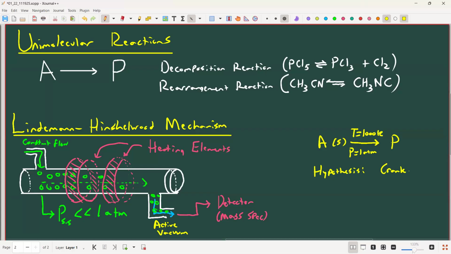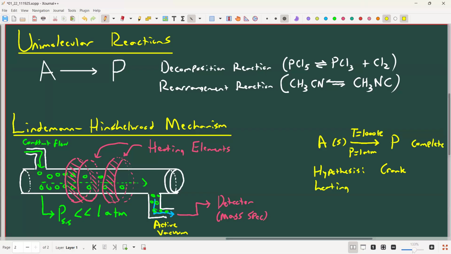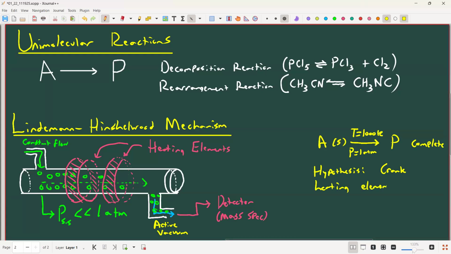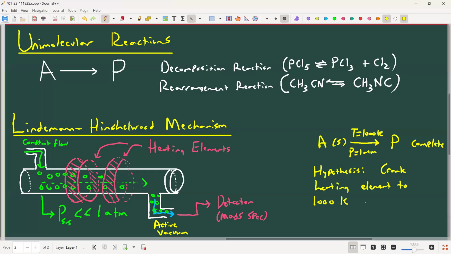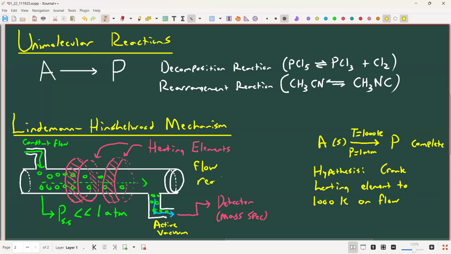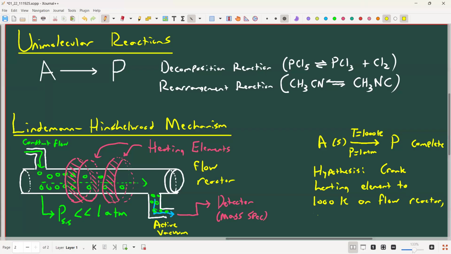crank heating elements. Let's say that this is effectively complete. He finds that it gets 100% yield. Crank heating element to 1,000 Kelvin on flow. This is a flow reactor. And watch for P.